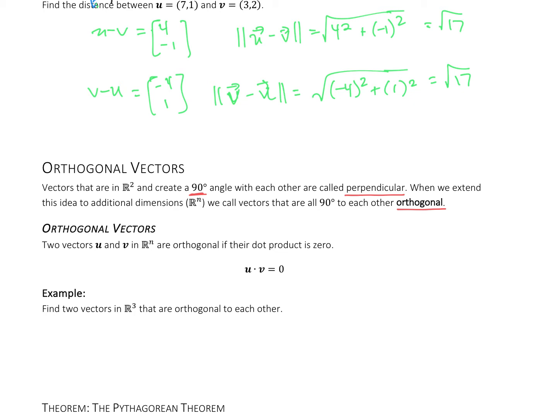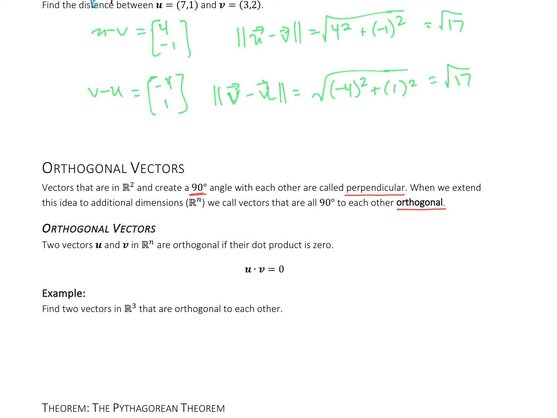So you may have heard the word orthogonal. It means perpendicular, but orthogonal just means perpendicular in the sense that we can have more than two dimensions. So all these things are 90 degrees to each other, and it doesn't matter that they're not on a plane. So orthogonal extends it to additional dimensions. Perpendicular is only if you're in R2. And it turns out that if my vectors are orthogonal to each other, their dot product is going to be 0.